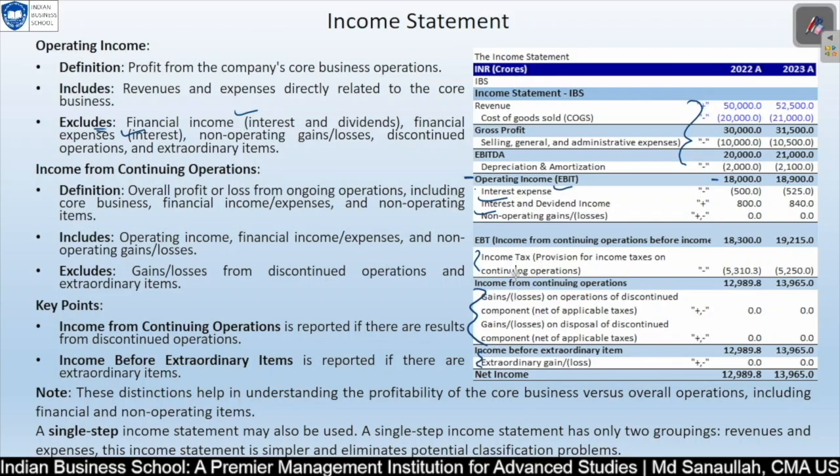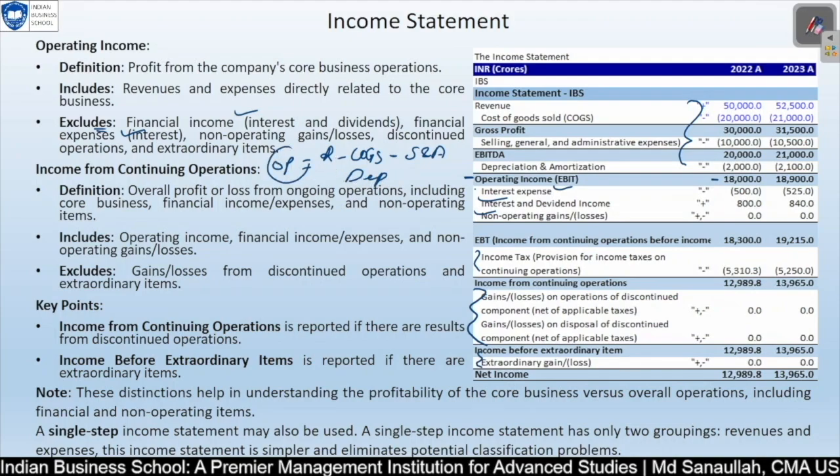operating income. So when we say operating income, what does it mean? Operating income is simply revenue minus cost of goods minus selling and administrative costs, your marketing and selling cost, and depreciation.